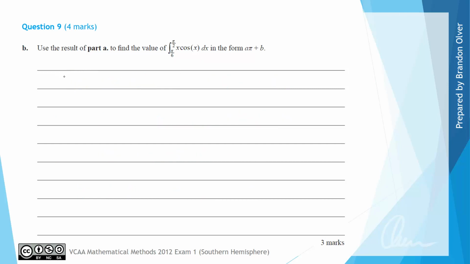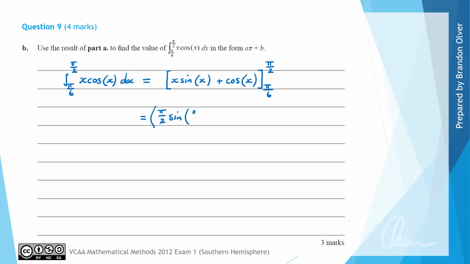Now we're going to have the integral from pi on 6 to pi on 2 of x times cos of x dx. We know from the previous page that that is equal to the antiderivative x sine of x plus cos of x, and we're going to evaluate that between pi on 6 and pi on 2. To evaluate that, we substitute in the upper terminal first, so wherever there's an x, we put pi on 2. So we have pi on 2 times sine of pi on 2 plus cos of pi on 2.